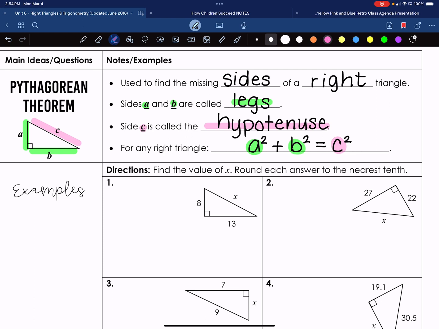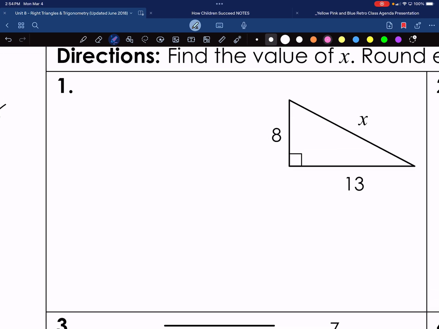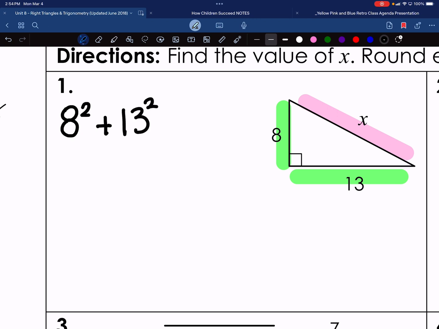Okay, so number 1, it says find the value of x. You're going to round each answer to the nearest tenth. Okay, so if you look at your picture, 8 and 13, those are your legs. X is your hypotenuse. Okay, so using Pythagorean theorem, this is how we would normally set it up. 8 squared plus 13 squared equals x squared. Okay, and our goal is to get x by itself.